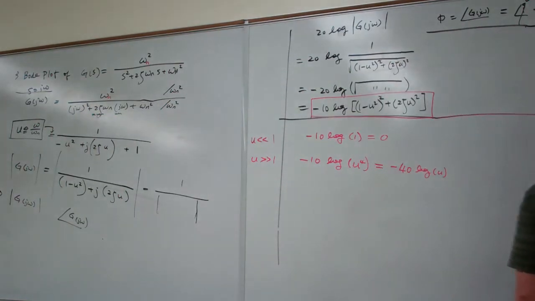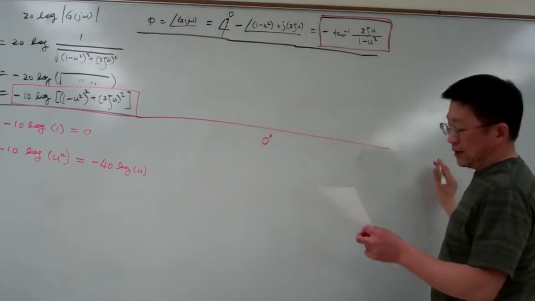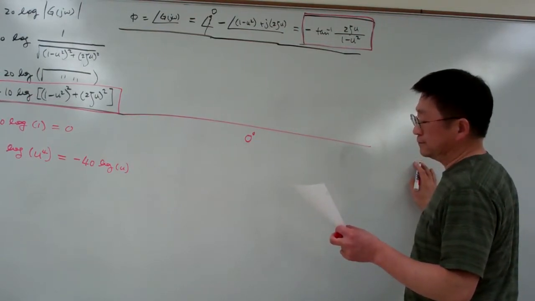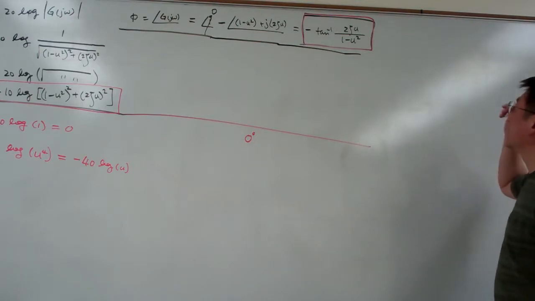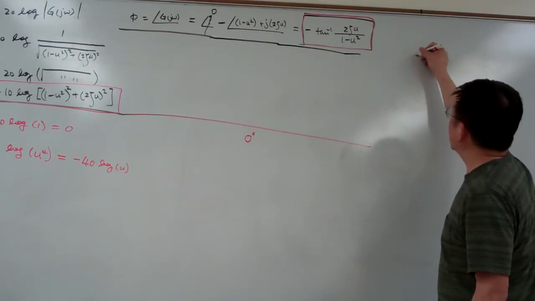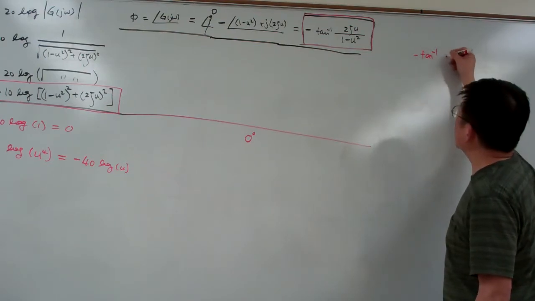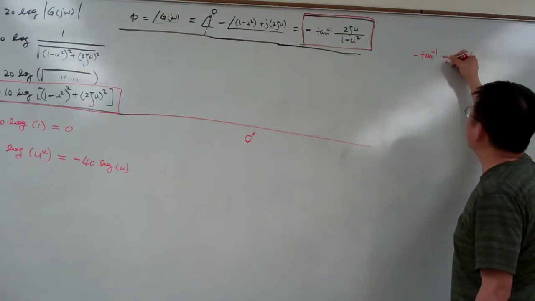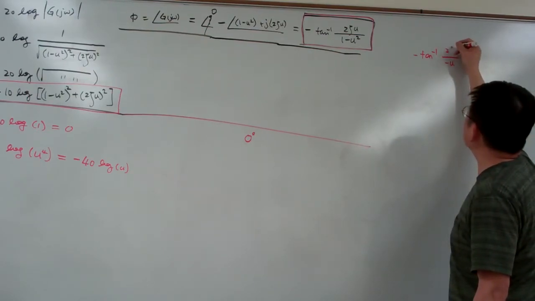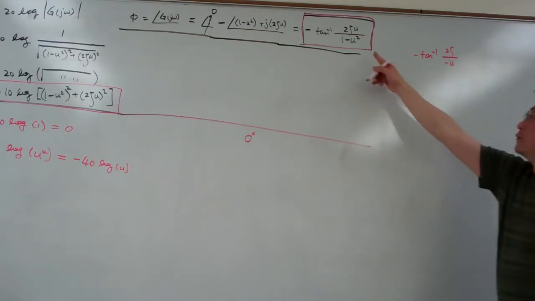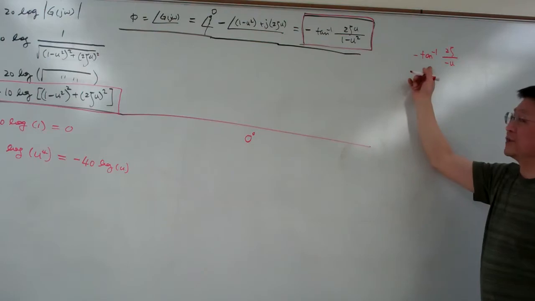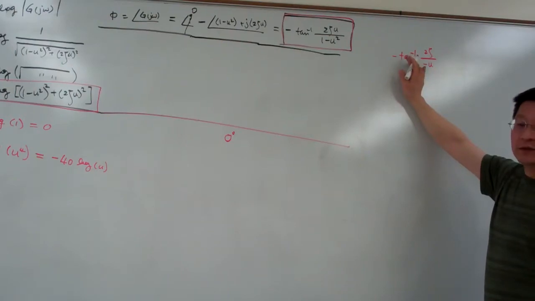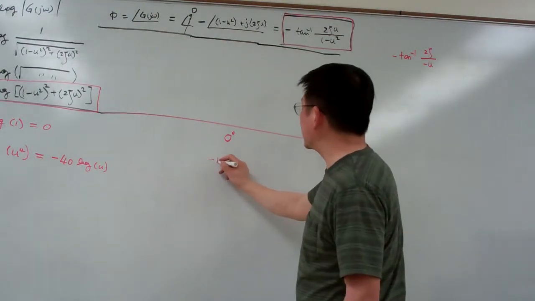And for the phase, when u becomes very large, that approximates arctangent of minus u over 2 zeta, something like this. When u becomes very large, we can approximate it like this. This means the arctangent of a minus number, and that pretty much is 180 degrees.